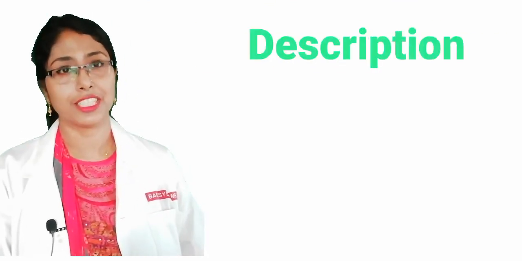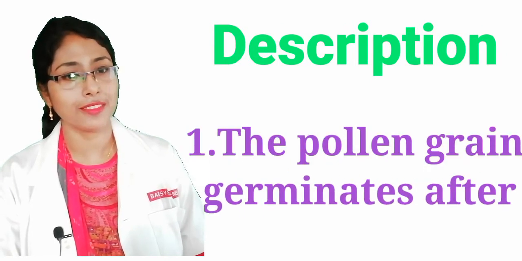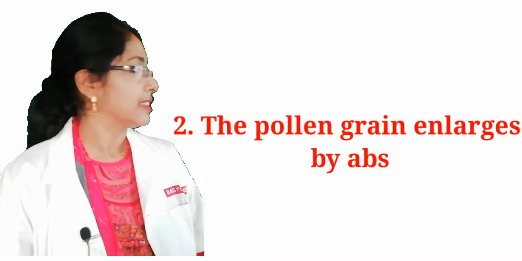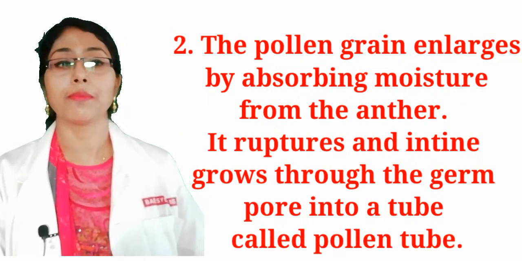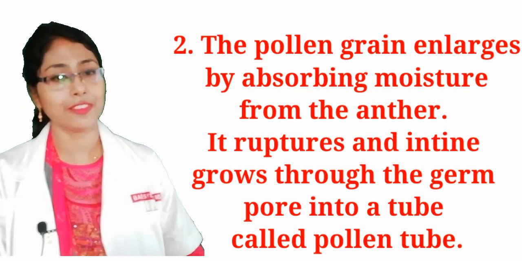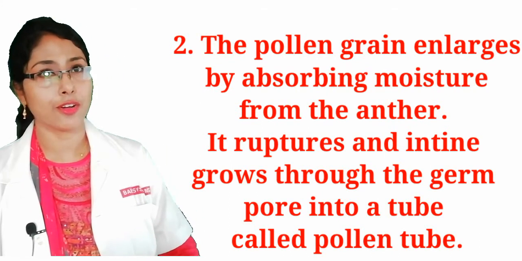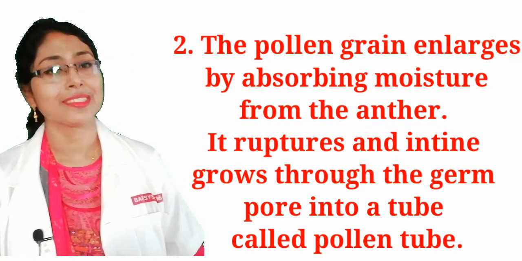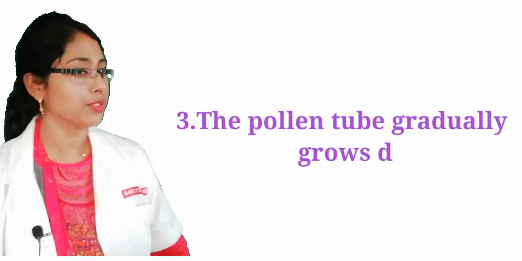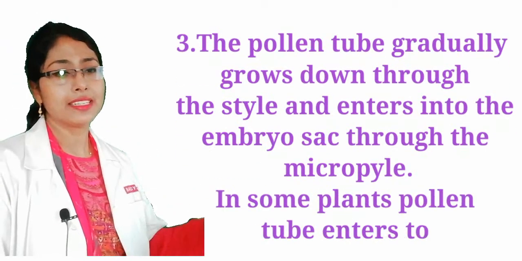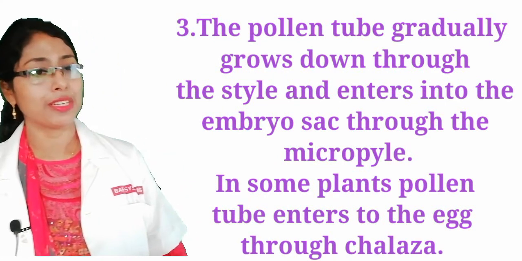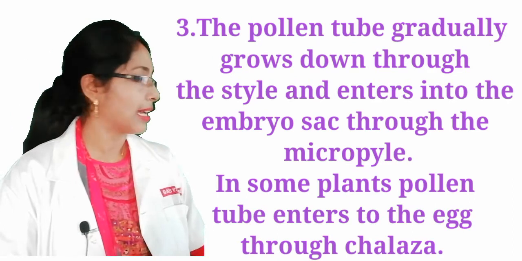Okay, we want to review it again. Description of fertilization process. The pollen grain germinates after the carpel is pollinated. The pollen grain enlarges by absorbing moisture from the anther. It ruptures and in time grows through the germ pore into a tube called the pollen tube. The pollen tube gradually grows down through the style and enters into the embryo sac through the micropyle. In some plants, the pollen tube enters to the egg through chalaza.